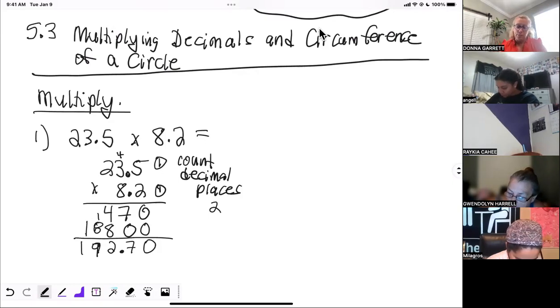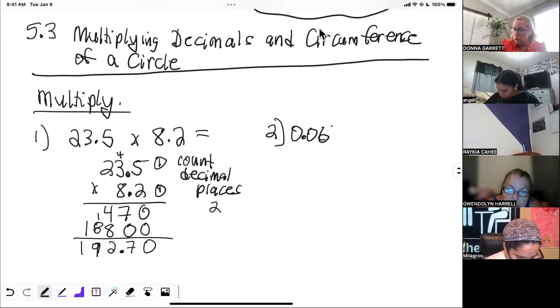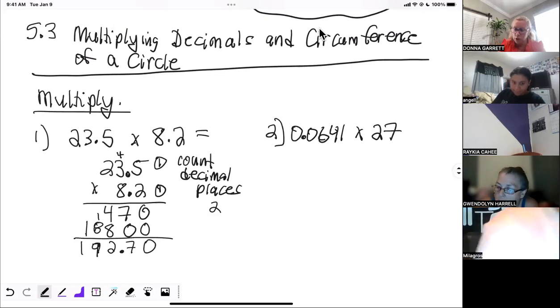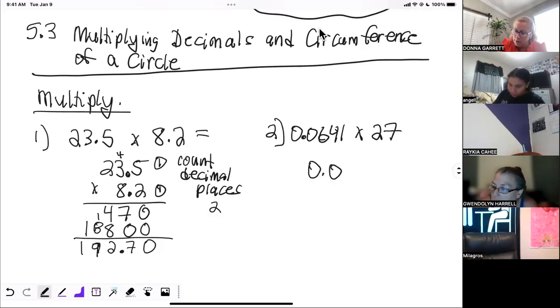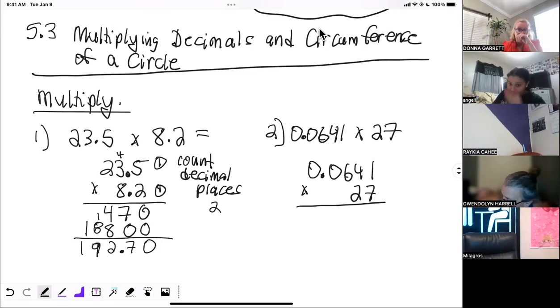Okay, decimal places: because there were 2 decimal places in total between the 2, we move it over 2 from the right. All right, let's see if I can do this one right. Okay, so 0.0641 times 27. And now you're going to see that we don't have any decimal places in 27. So 0.0641 times 27. See how they run up to the right? You run it up to the right.